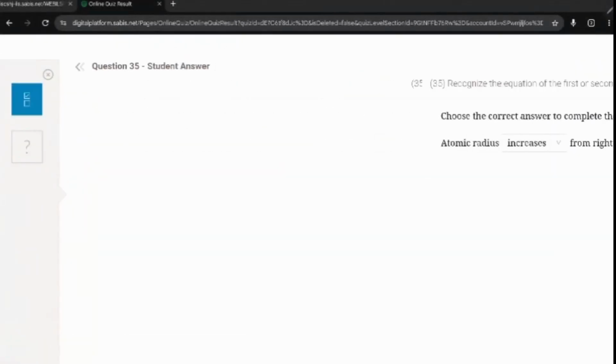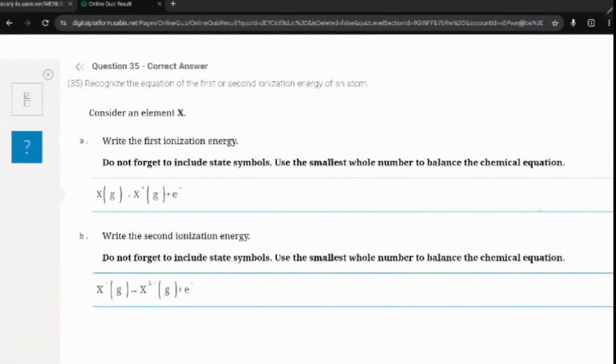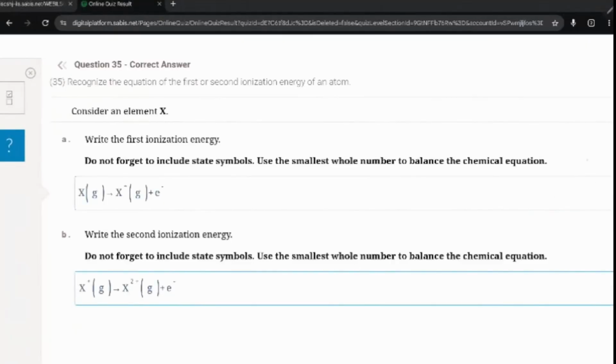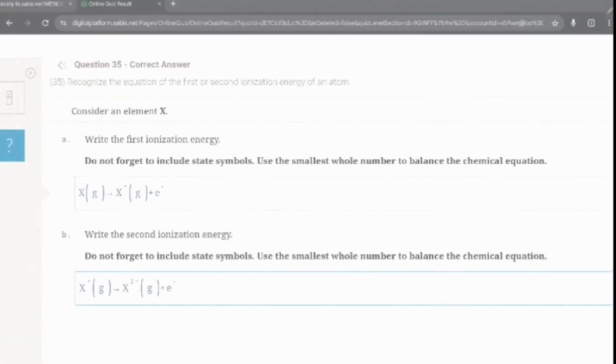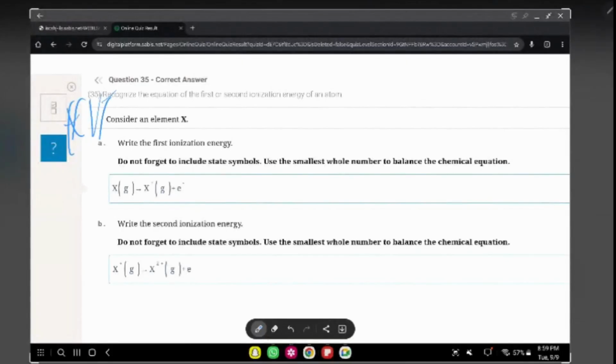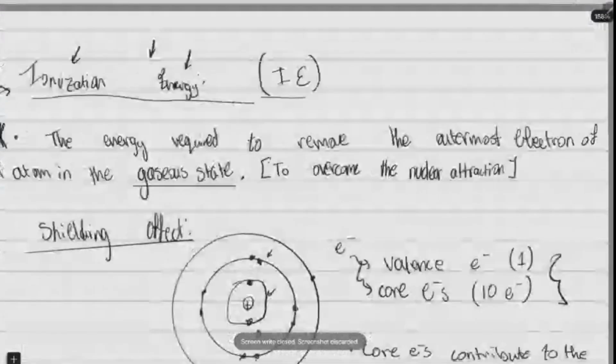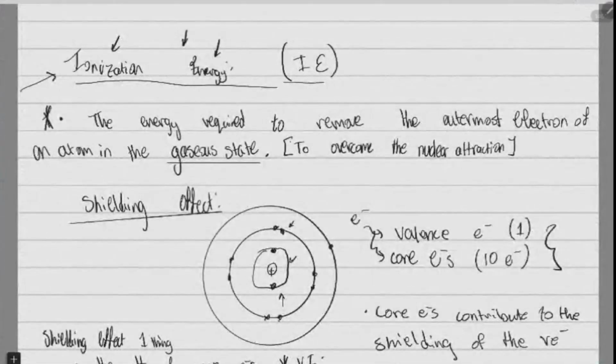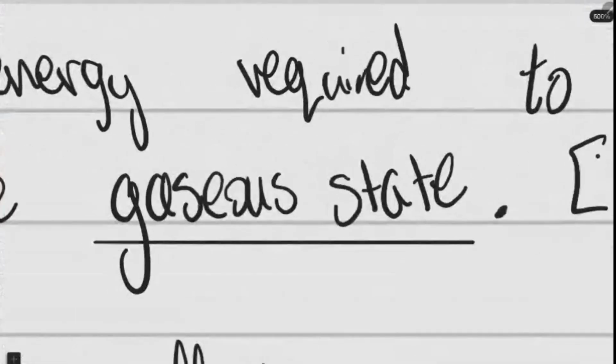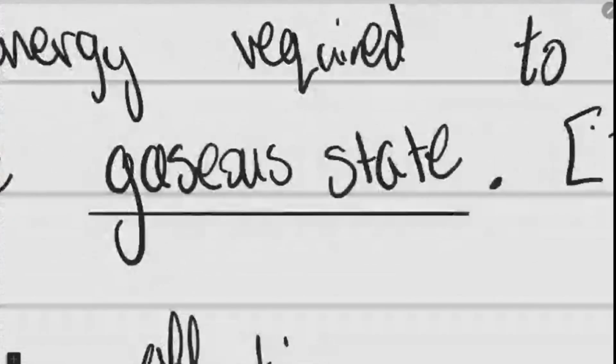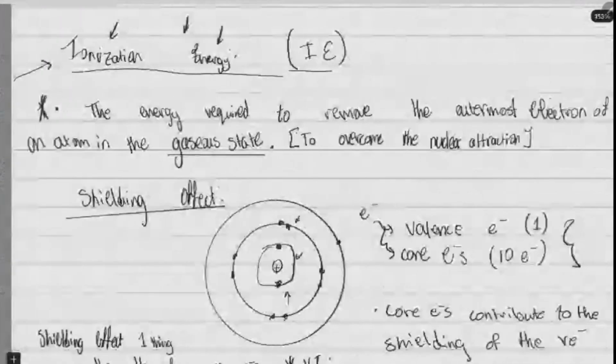Question 35, our last question for today. Consider an element X. Write the first ionization energy. Please, do not close this recording or leave this session without knowing this. Ionization energy. The definition by the book says: the energy required to remove the outermost electron of an atom in the what state? The gaseous state. Okay, I'm not gonna stress on this enough.